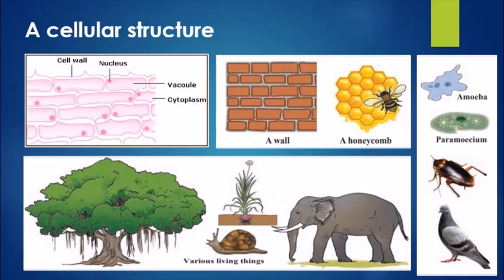For example, if you see a tree, banyan tree, coconut tree, mango tree, any plant, it is made up of more than one cell. That is why it is called a multicellular living thing. Then we have many animals like horse, cockroach, snail. All of these animals, even humans, we are all made up of many cells. So that is why we are multicellular organisms.